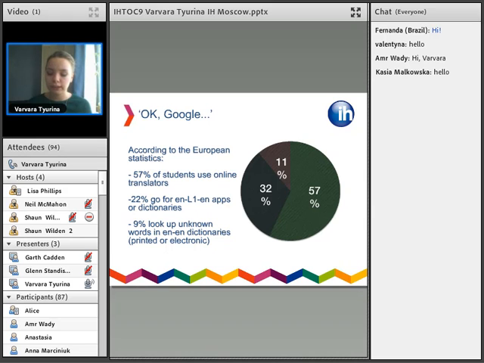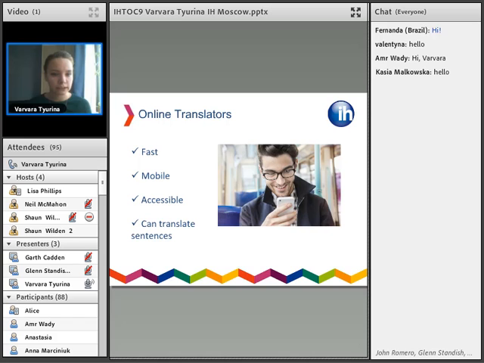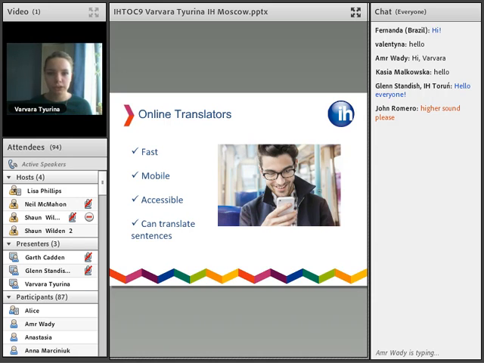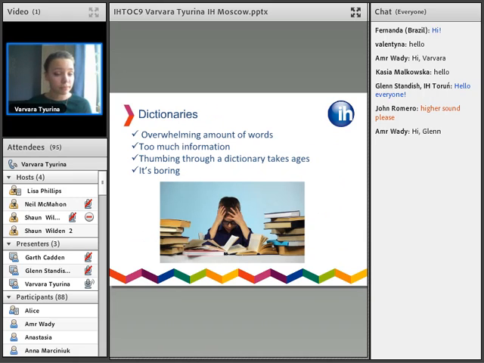That is quite understandable. Online translators are very easy to use. They are fast. They usually give you the translation within just 1 or 2 seconds. They are very mobile, so you can download them to your smartphone, to your tablet, you can take them along, and you can check the translation wherever you want. And the great bonus is that you can translate the whole sentences. And unlike dictionaries, there are many stereotypes about dictionaries.